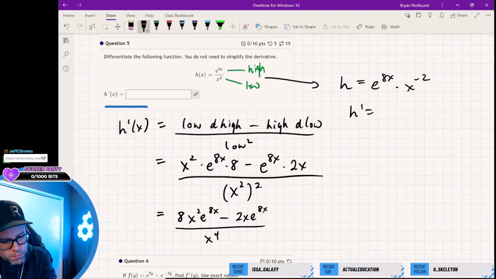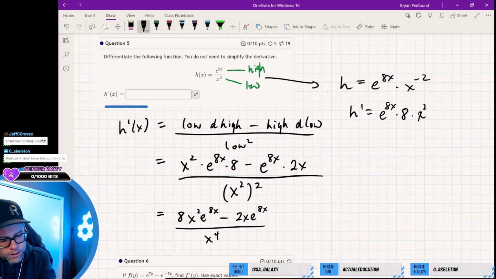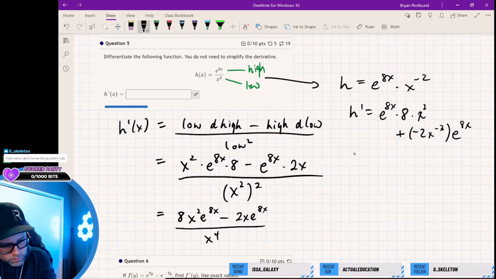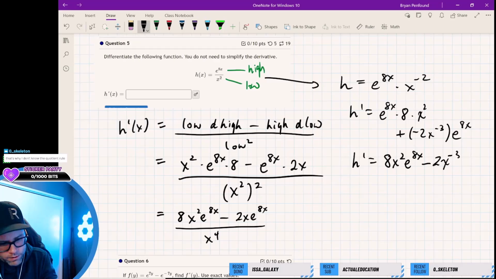So h prime becomes the derivative of the first function, which we know is this, times the second function, plus the derivative of the second function, which is negative 2x to the negative 3, times the first function, which is e to the 8x. So another valid way to write h prime would be 8x squared e to the 8x minus 2x to the negative 3 e to the 8x.